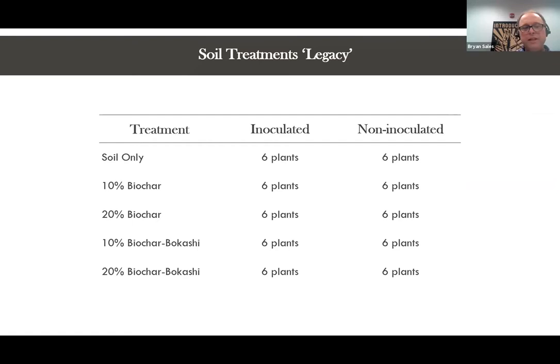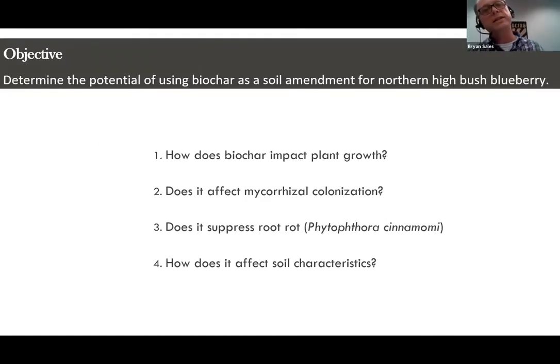So to determine if any of these soil treatments suppressed root rot, we doubled each soil treatment and then inoculated half of those with the pathogen P. cinnamomi. Alrighty, so some of the questions that we asked here was, how does biochar impact blueberry growth?